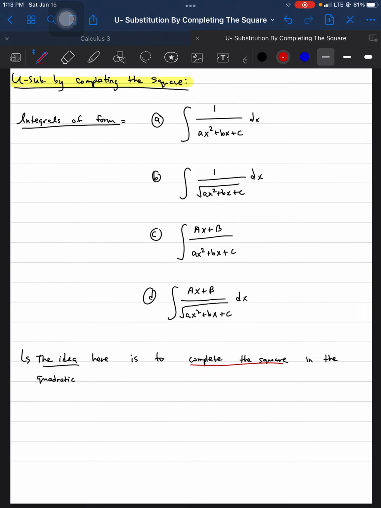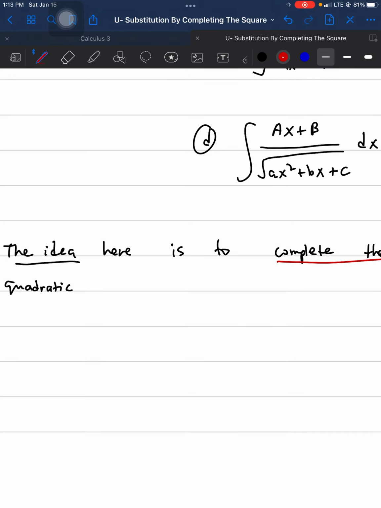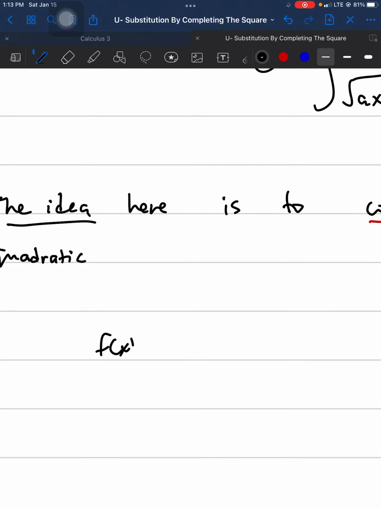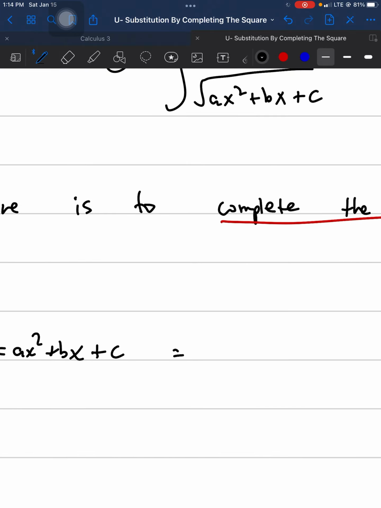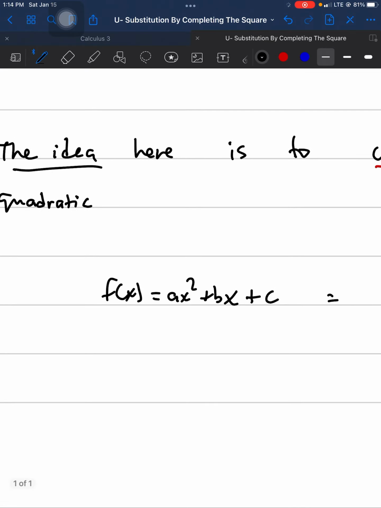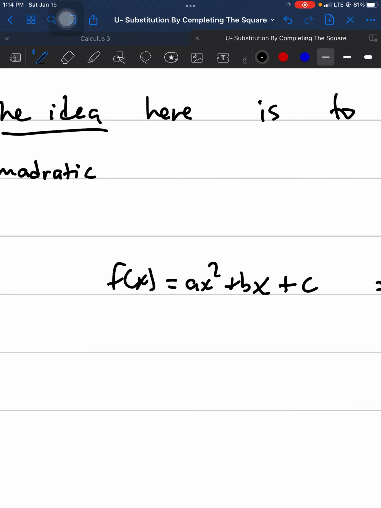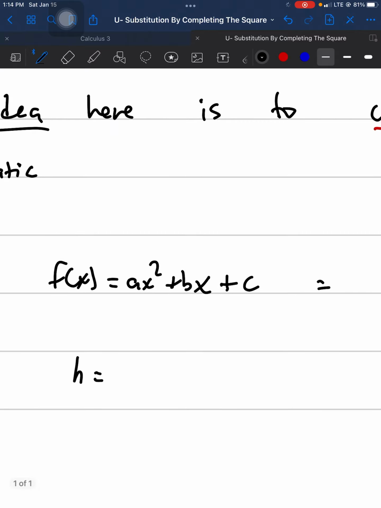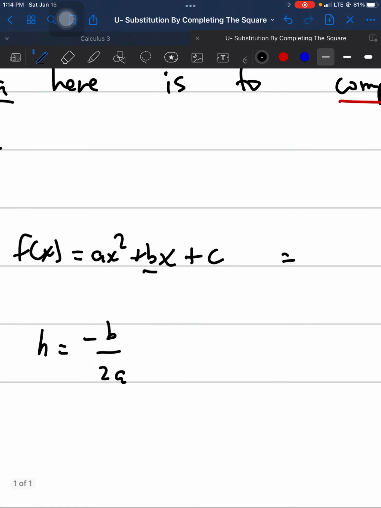So, completing the square. I'm just going to give you a little recall of completing the square. Say we have the quadratic ax squared plus bx plus c. In order to actually complete the square, what we're going to have to do, let's say the product of whatever we get for completing the square is h. We want to take the coefficient of the middle variable, b. It's going to be negative b over 2a.